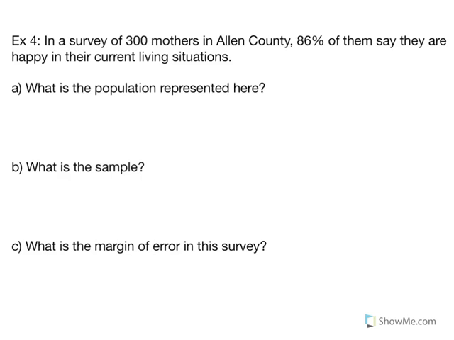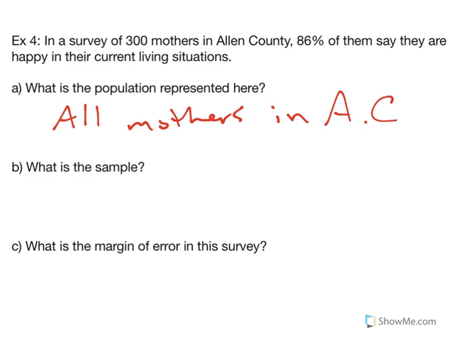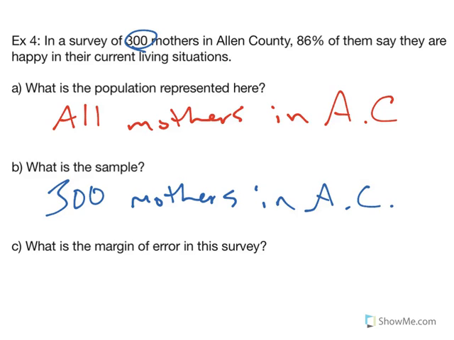Answering the same basic 5 questions, population, sample, margin of error, confidence interval, and meaningful sentence, using, in a survey of 300 mothers in Allen County, 86% of them say they are happy in their current living situation. Again, totally made up data. All right, so you're trying it, you're coming back. So the population is all mothers in Allen County. Again, details, be specific. Sample gives us the number, 300 mothers in Allen County.